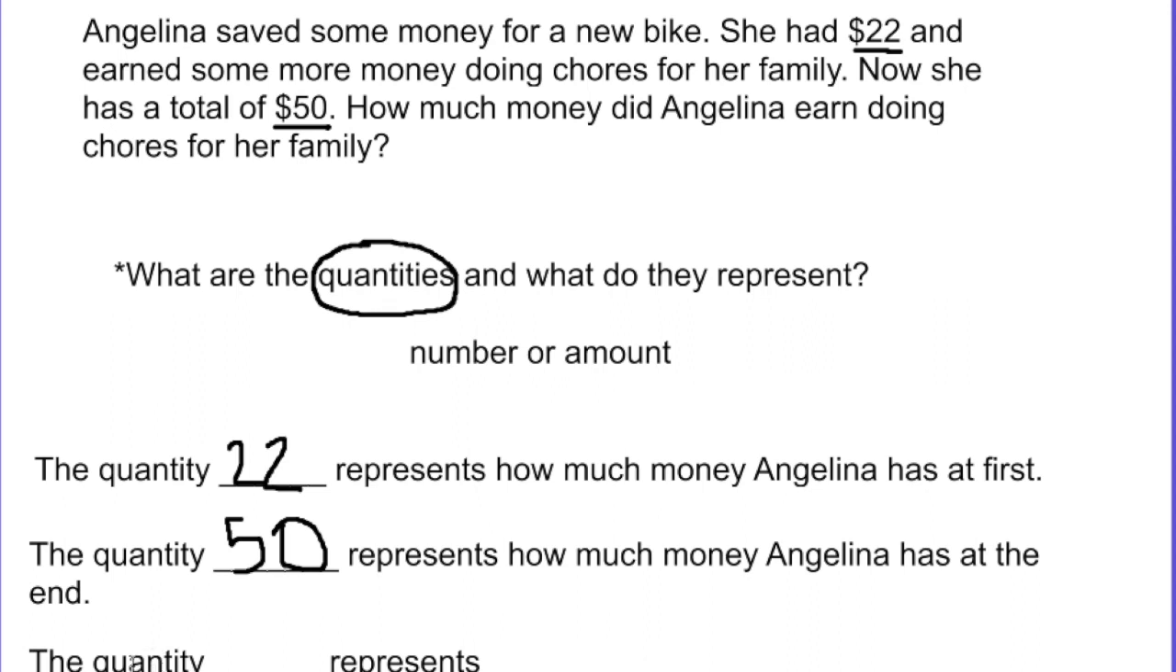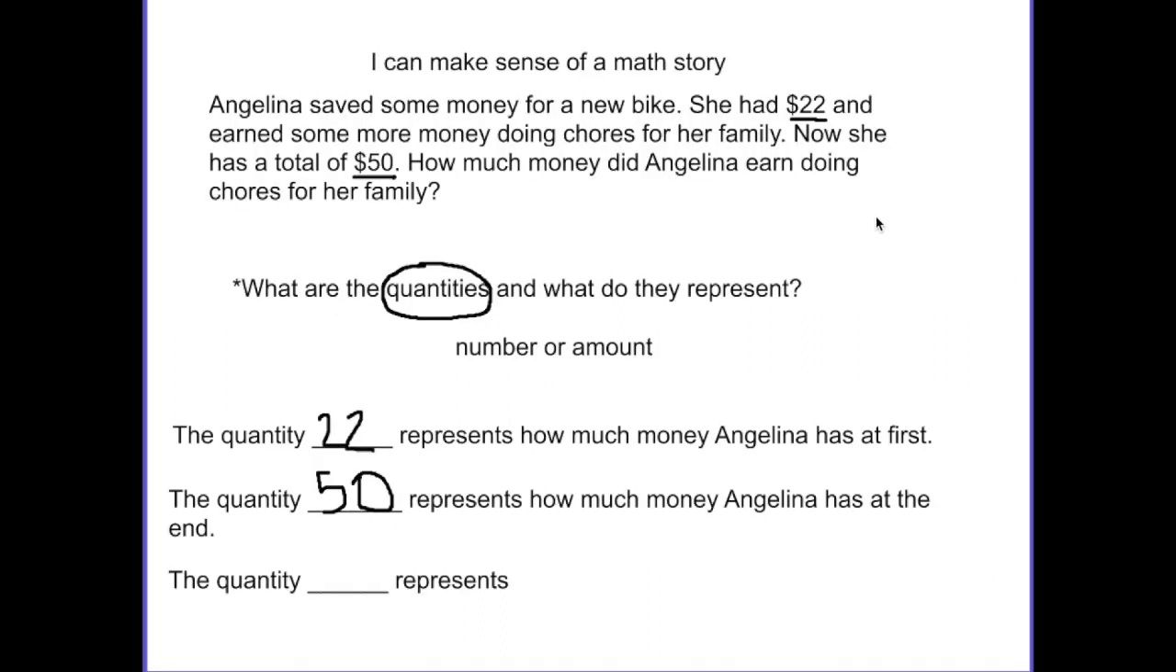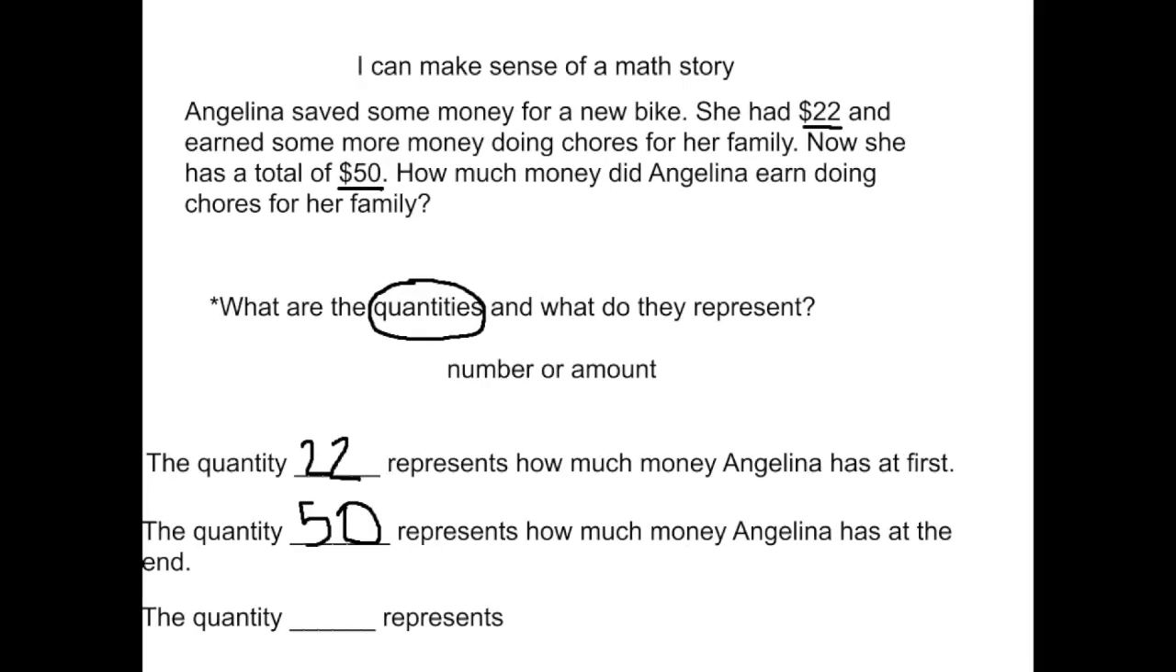But now I have one more sentence strip right here. The quantity blank represents blank. Well, do you guys see another quantity in here? My class likes to call this the unknown quantity. It's the quantity that we're trying to figure out that we don't know yet. So let's see. We know she has $22 at first. We know she has a total of $50 at the end. But what are we trying to find out? How much money did Angelina earn doing chores for her family? Do we know that amount yet? We don't. So that's my unknown quantity. So let's see.